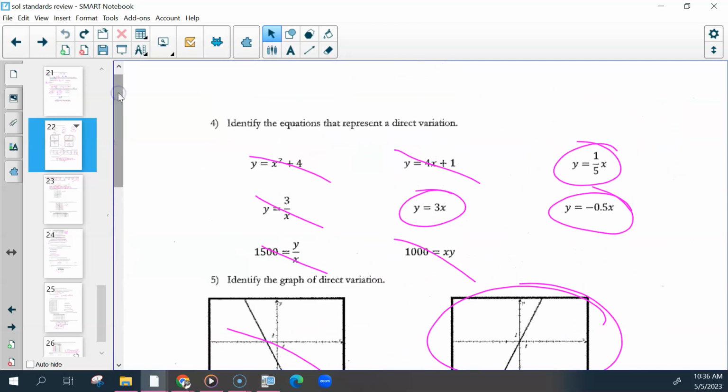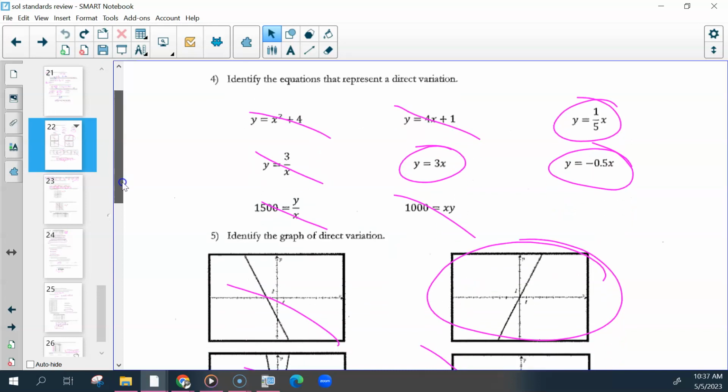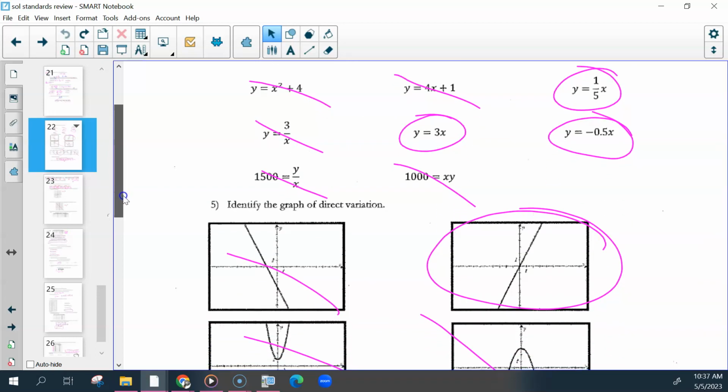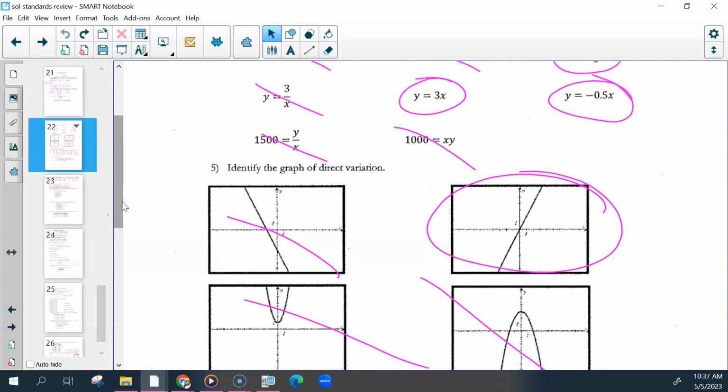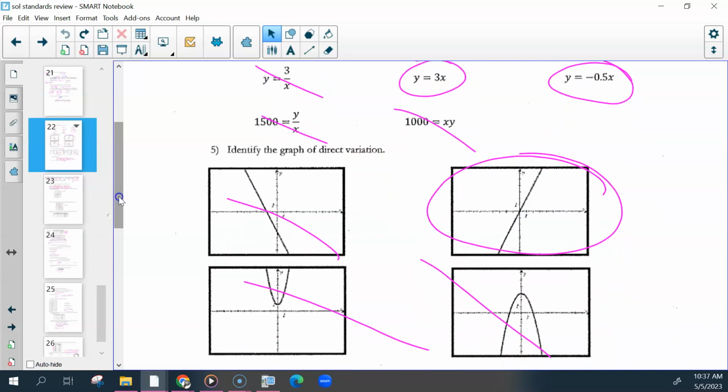Or you had to find which of these represented a direct variation. So it had to be a line that went through the origin. The only 3 that did that were 1/5, -0.5, and 3. Everything else either wasn't a line or didn't go through the origin. For 5, again, you have to find a line that goes directly to the origin. Same thing with 6.